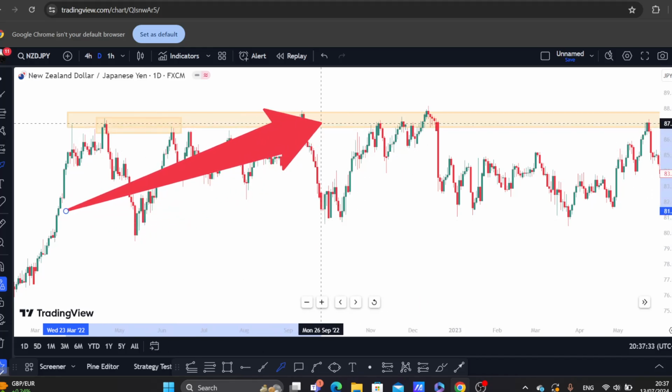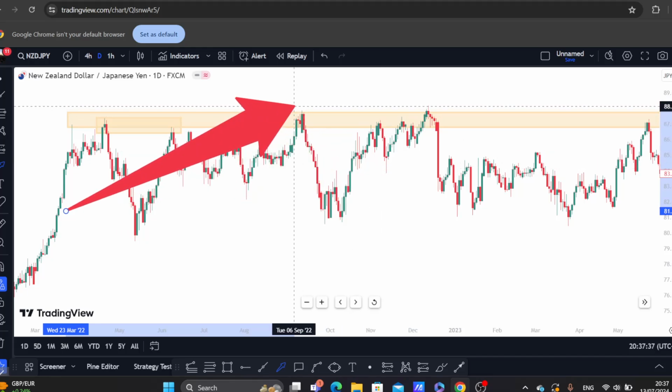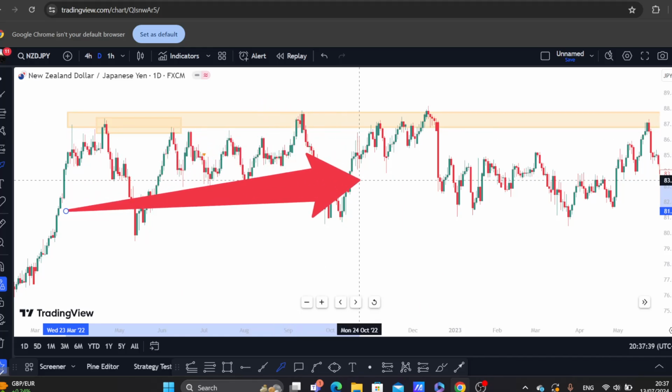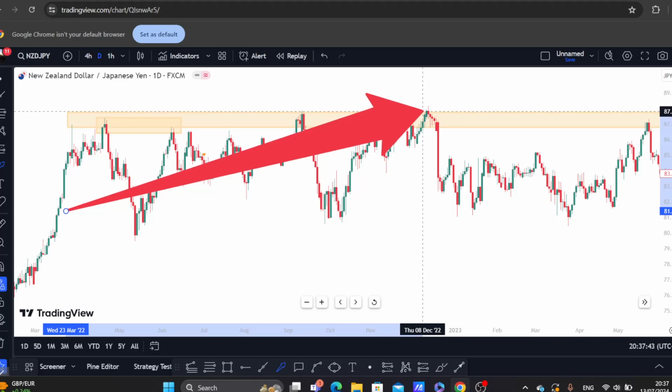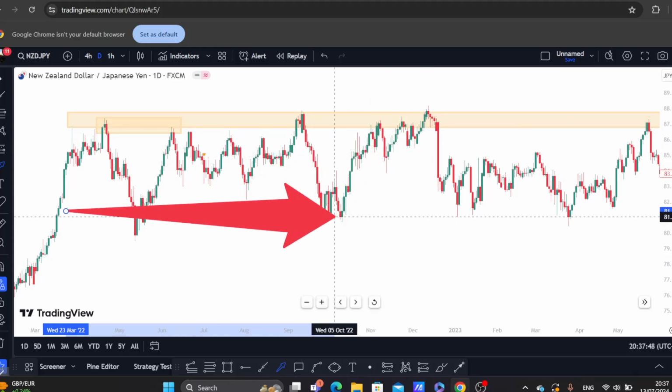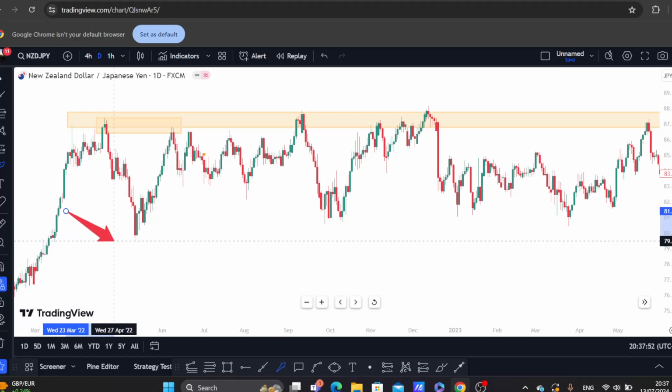Supply zone again, people have gone short. Where would the stop loss be? Above this level, right? And then when the price pushed up, you were certainly taken out. Then the price went your way without you. And as you can see, this low is still intact.